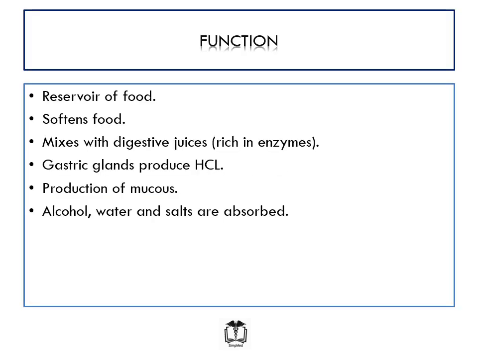What exactly do we have? The stomach serves for storage of food, what we call a reservoir of food. We have the stomach and the acid of the stomach to soften the food and mix the food with digestive juices. The digestive juices within the stomach, like the hydrochloric acid, pepsin, and the likes, help in breaking down food into its minute form. We have gastric glands producing hydrochloric acid. Also, production of mucus is found within the stomach, and as well within the stomach, alcohol, water, and salt tend to be absorbed. But it's not the primary site of absorption of each of these different substances, but it does perform some form of absorption alongside the small intestine when we talk about food.